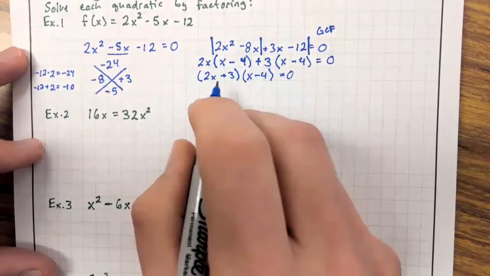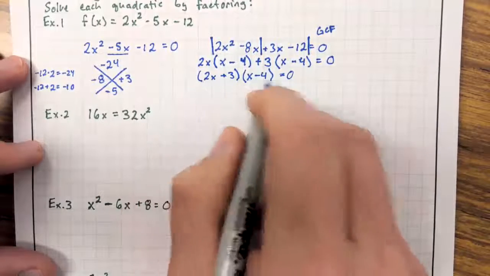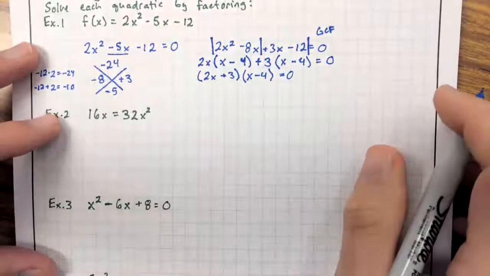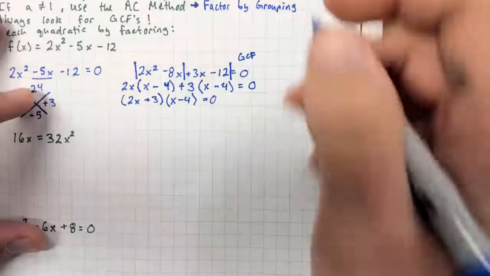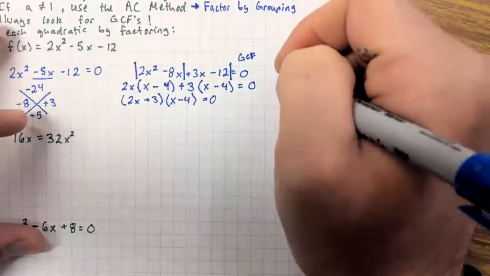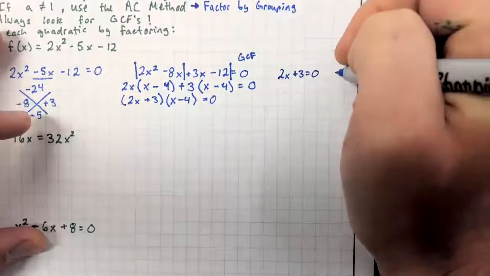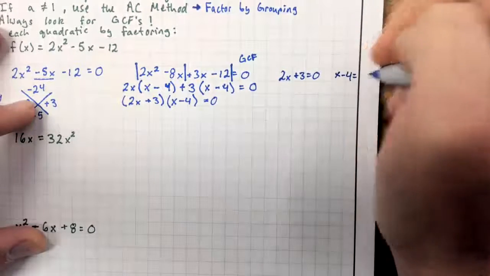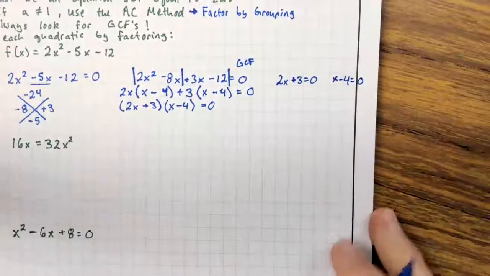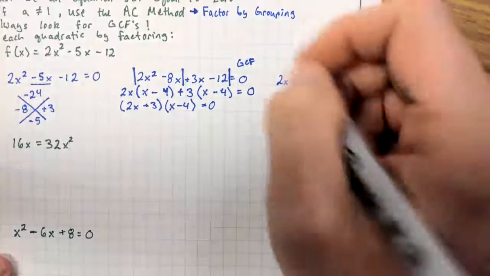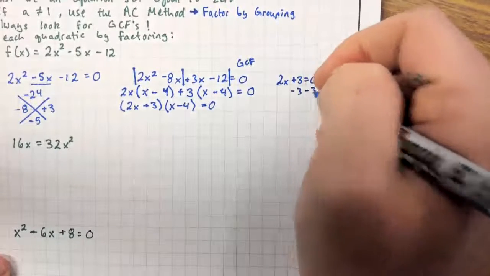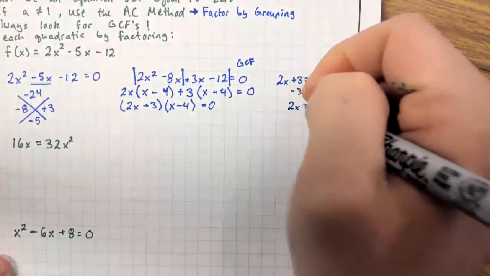So what we're doing is setting each factor equal to 0. Kind of ran out of room, so I'll do it over here. 2x plus 3 equals 0, and x minus 4, also set that equal to 0. And now we just solve. This is going to be the easiest part. You're just doing these simple two-step equations from way back in middle school.